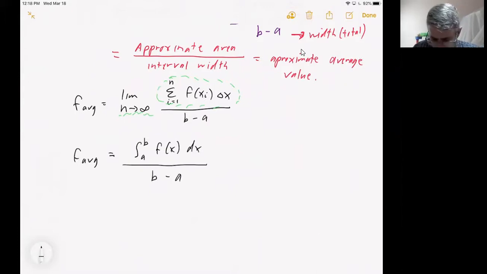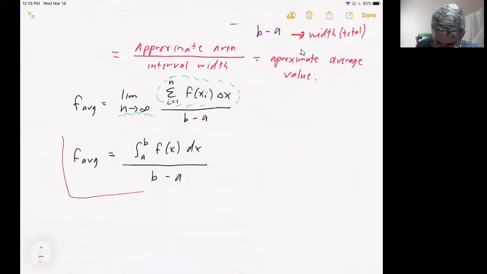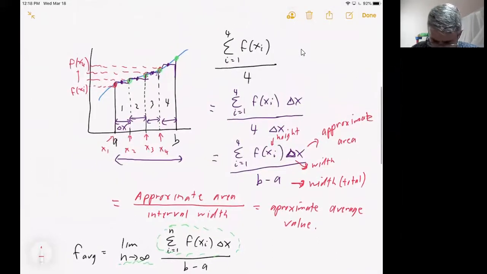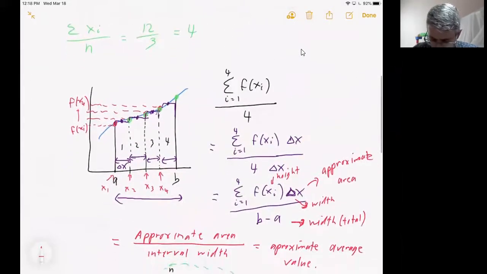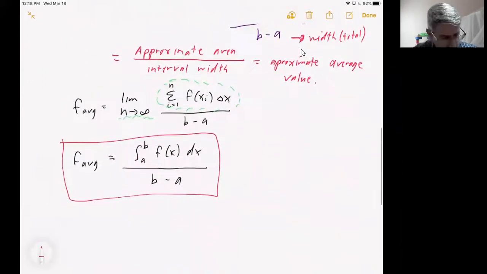Okay, so we would be taking the actual area underneath the curve and dividing it by the width, and this will give us the average value that we're looking for. So going back to the beginning, we had started by assuming we had 4 subintervals, but as we go to an infinite number of subintervals, our summation becomes an integration, and we end up with a formula for average value.